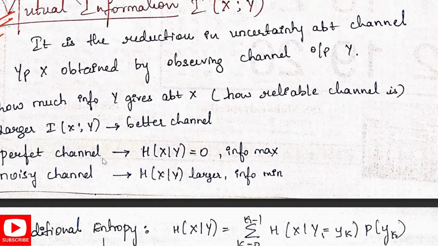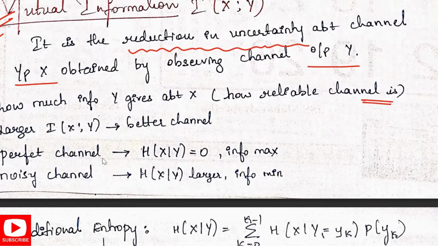It is a reduction in the uncertainty about the channel input x obtained by observing the channel output y. You have to note, it is the reduction in the uncertainty. That is what happens in mutual information. How much information y gives about x? This is how the reliability of the channel can be decided. So the larger the mutual information, the better the channel.